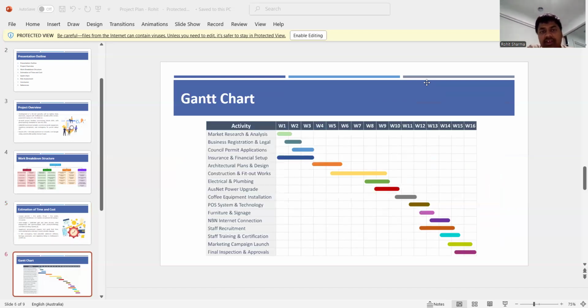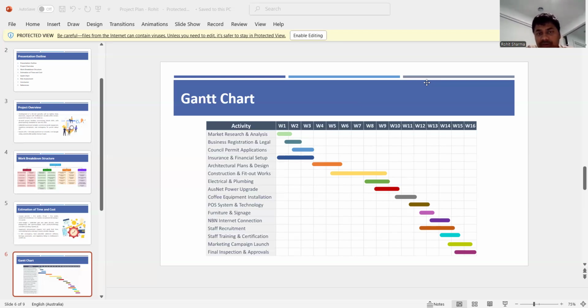The next slide is about the Gantt chart. This chart is about our activities from week 1 to week 16. Basically, this chart is a visual project management tool that uses a horizontal bar chart to represent tasks and their corresponding timelines.